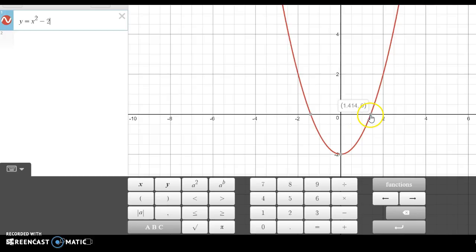When I just hover over, it's already got those filled in for me, so I can see negative 1.4 is the x, and a positive 1.4 is the x. So again, if you are using your graphing calculator, use the trace feature or use your table feature, and look for when y is 0 and look for the corresponding x values.